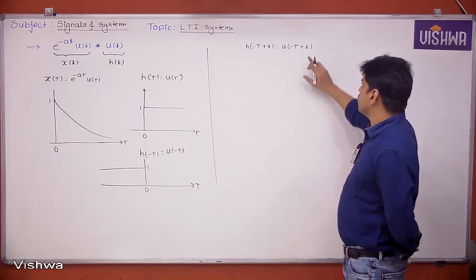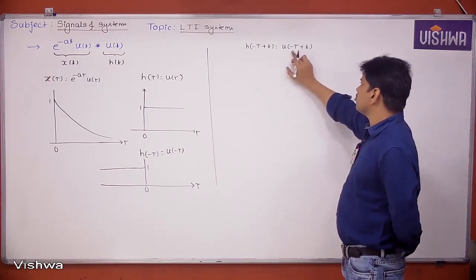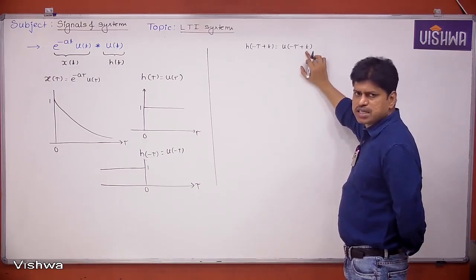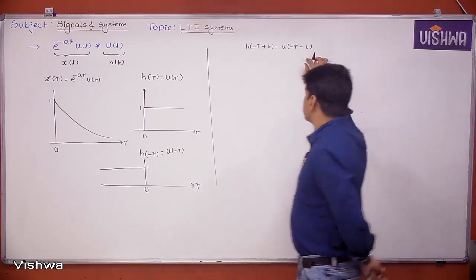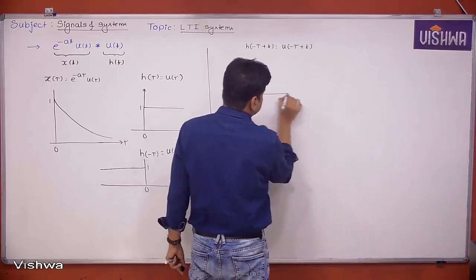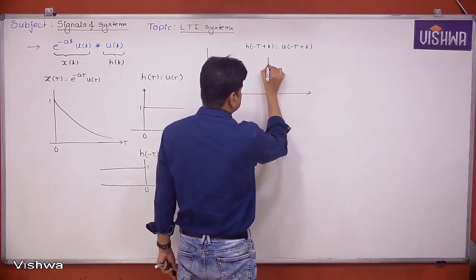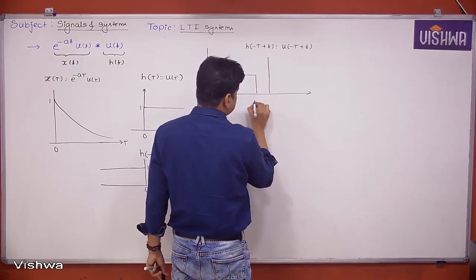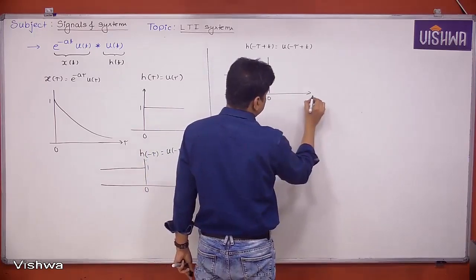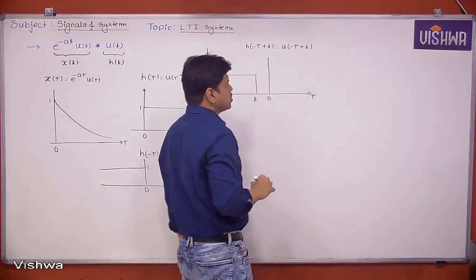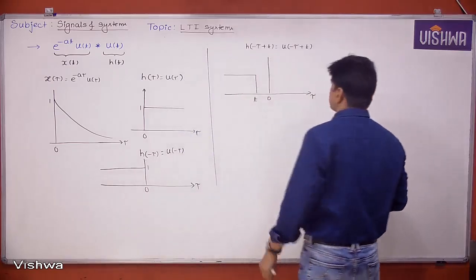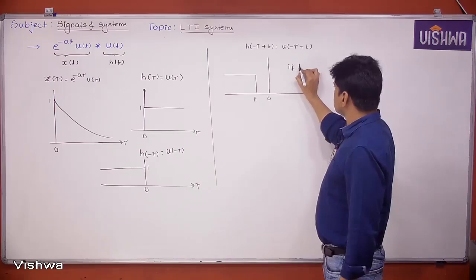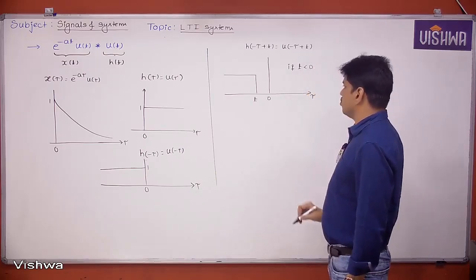Let's say t is negative, let's take t as minus 2, so u of minus tau minus 2. Then how does it look? This is how it looks. This is t, 0, tau. So this is how h of minus tau plus t looks if t is negative, if t is less than 0.